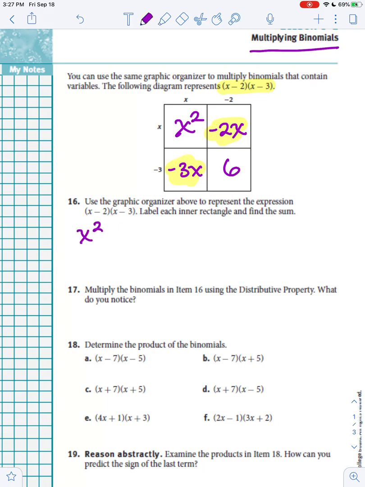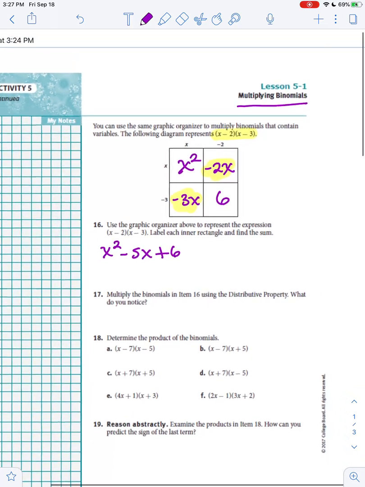So we will get x squared. But if we combine negative 2x and negative 3x, we get negative 5x. And then we get plus 6. So if we multiply two binomial expressions, we will get a trinomial expression most of the time.